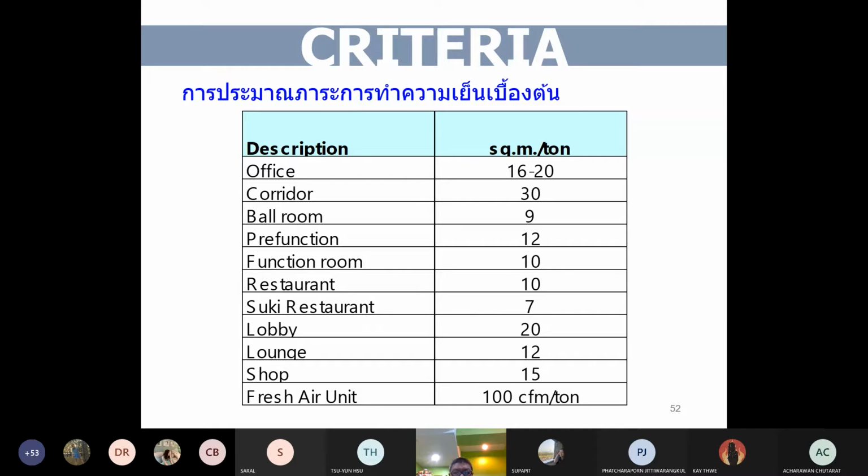This is the rule of thumb for the load. Let's say for the office, normally we use 16 square meters per ton. And corridor, ballroom, pre-function, function room, restaurant, suki restaurant, and also the lobby, lounge, shop, fresh air unit. Okay, so you can use this rule of thumb. I think it's quite useful if you really need it.